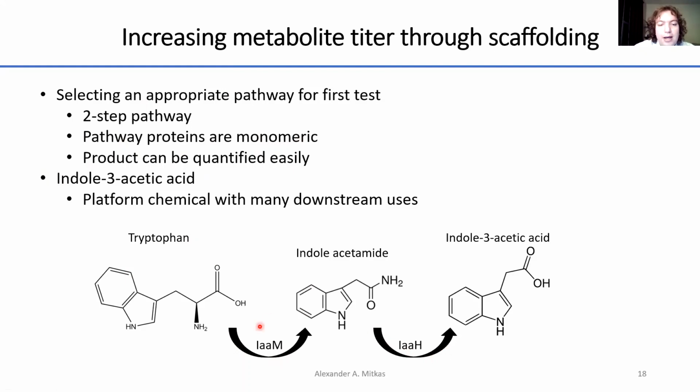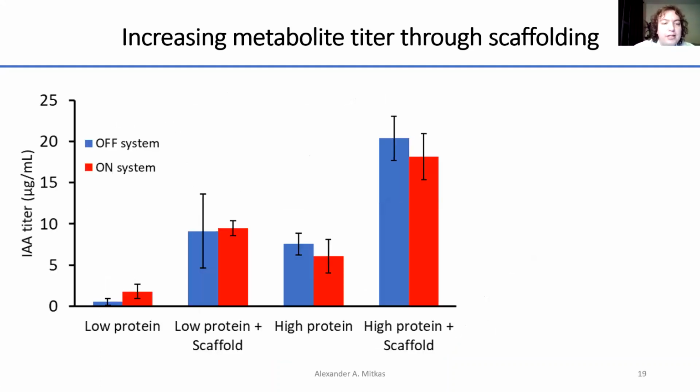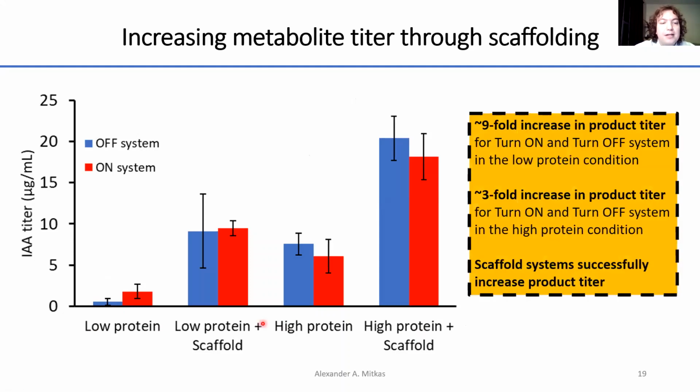So we fused our IAAM protein and IAH protein to the 2 orthogonal Cas6 proteins and ran 16-hour fermentations with both the turn-off and the turn-on system, and then analyzed the supernatant on an HPLC. We had 2 different protein expression regimes, low protein induction and high protein induction, just to see how the different protein levels would behave in our system. The first thing we would like to note is that both the turn-on and the turn-off system behave very similarly, showing similar increases in final titer of our product.